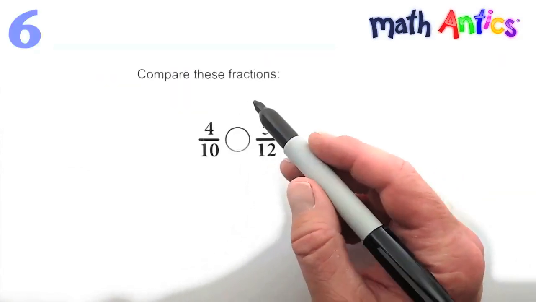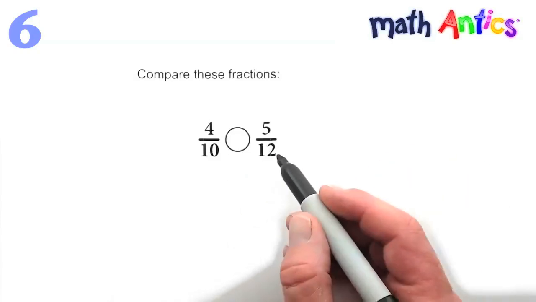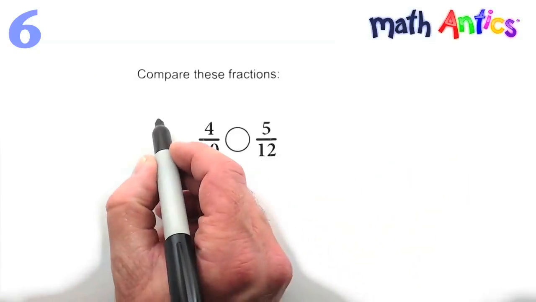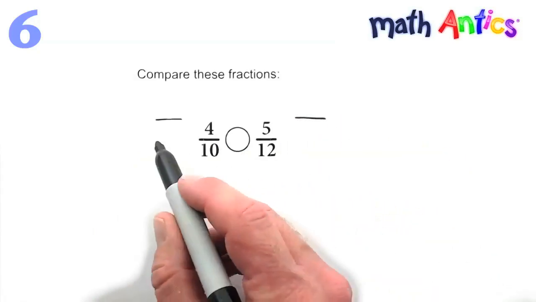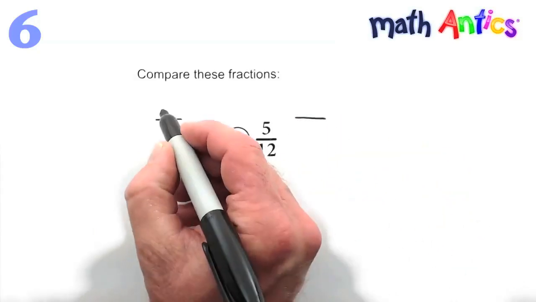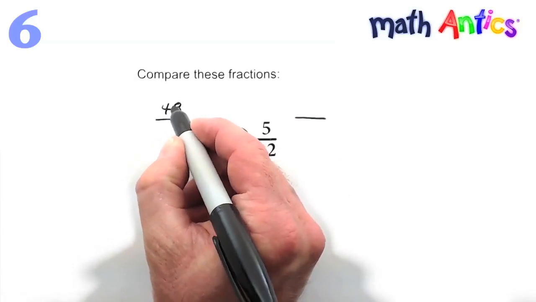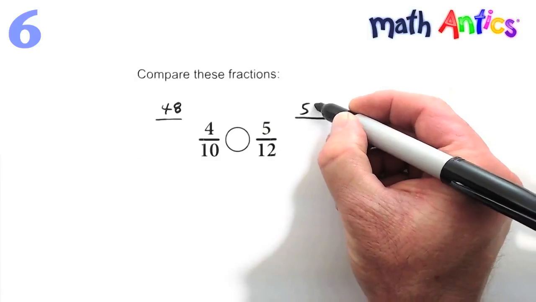Next, we need to compare the fractions 4 over 10 and 5 over 12. They're unlike fractions, so we're going to cross-multiply to see what the top numbers would be if they were like fractions, so we can compare those. Okay, for this side, 4 times 12 is going to give us 48, and 10 times 5 will give us 50 on this side.